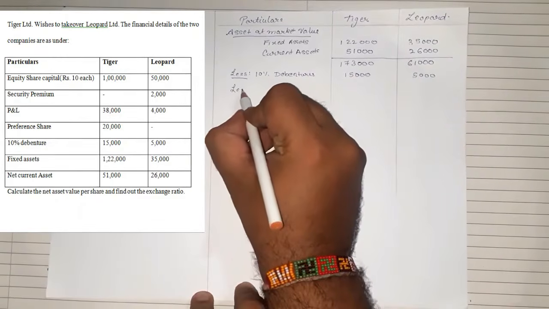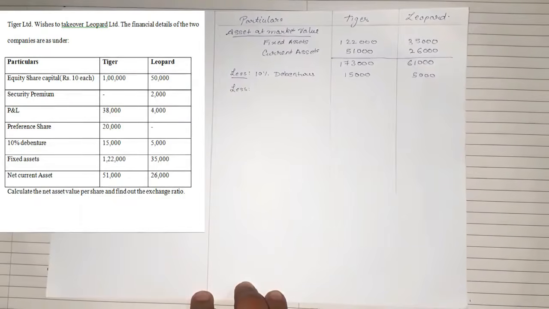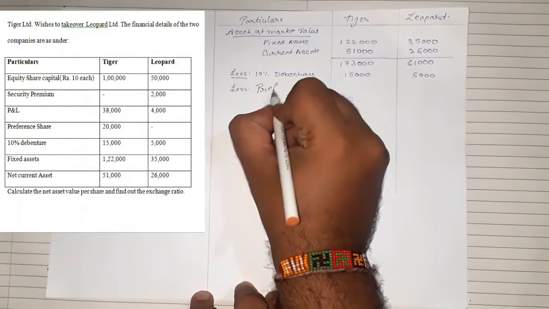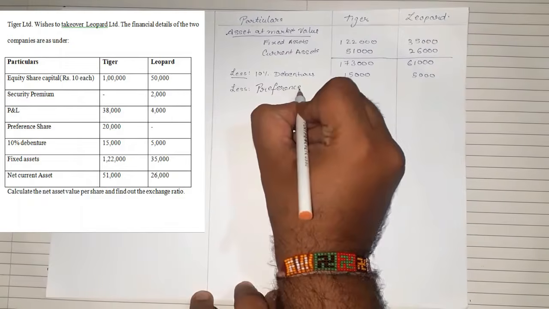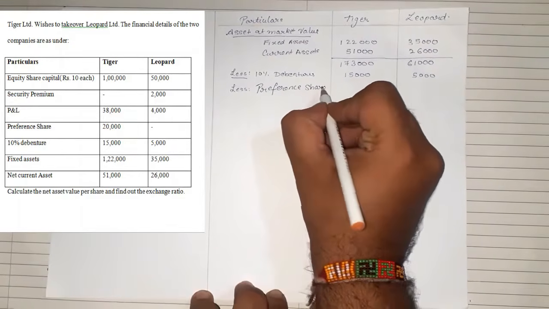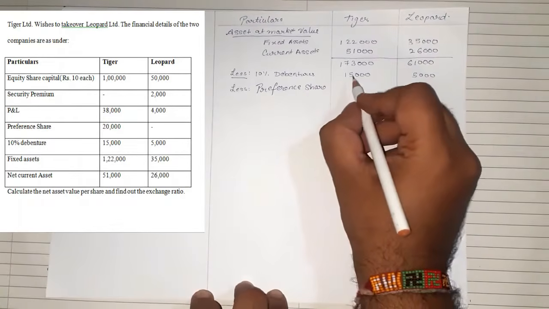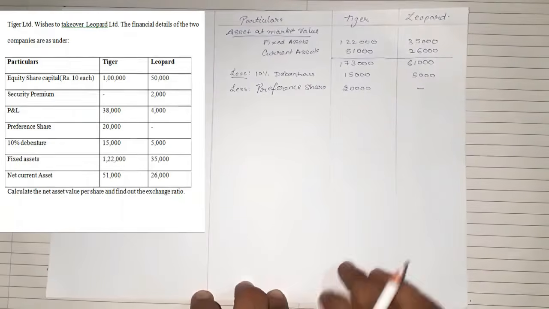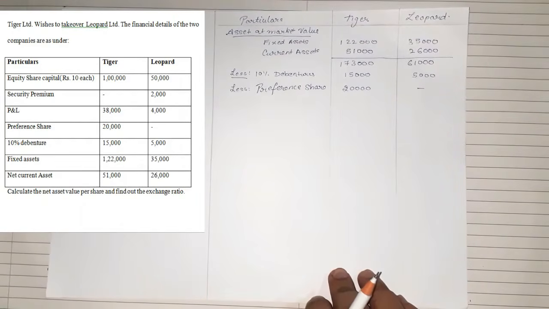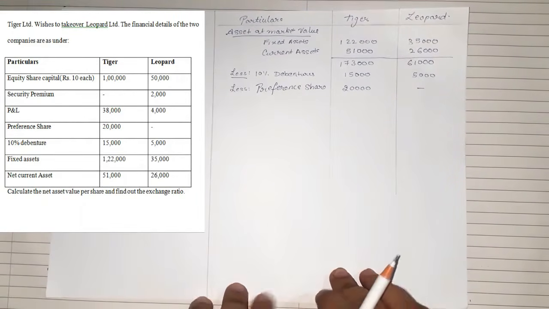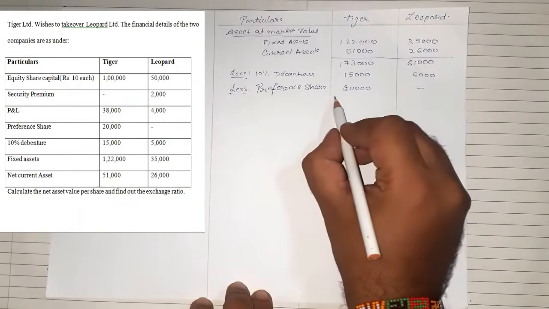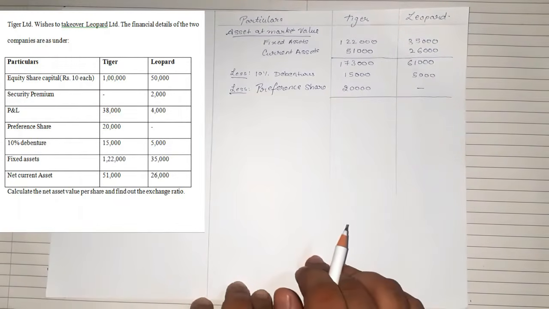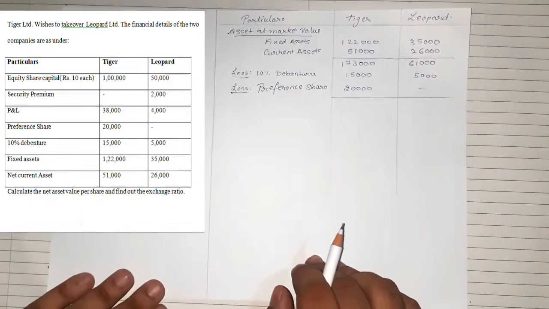And after that, we even have less preference shares. In the question they also have given us preference shares. So less preference shares. The value is 20,000 for the first company, that is Tiger, and nil for Leopard. Again very simple. You note down all the asset, you less all the outside liability, you less the preference share, and whatever value you will get now is nothing but the net asset available to the equity shareholder.